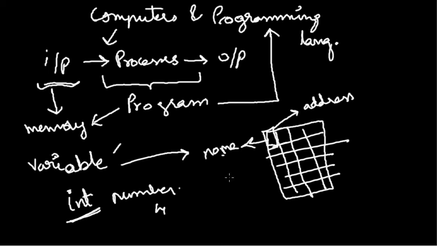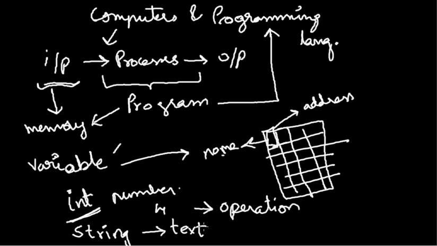In addition to storage, the type of variable that is being stored in that particular location, this int, also defines the operations that can be performed on that variable. Suppose here I have written int. Suppose I want to store a string. A string is nothing but a sequence of characters which are referred to as text characters. If I want to store a string there, what are the operations I can perform on a string? This is what the type of variable also defines.